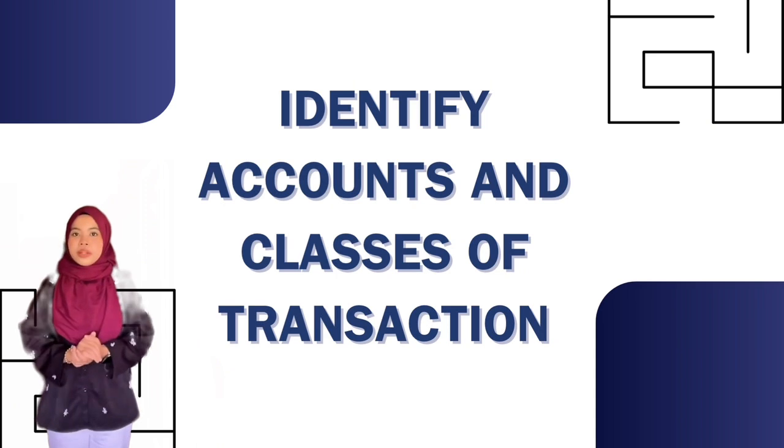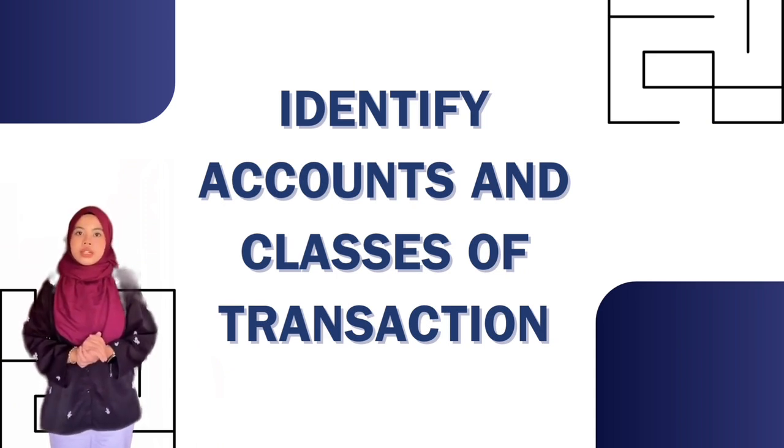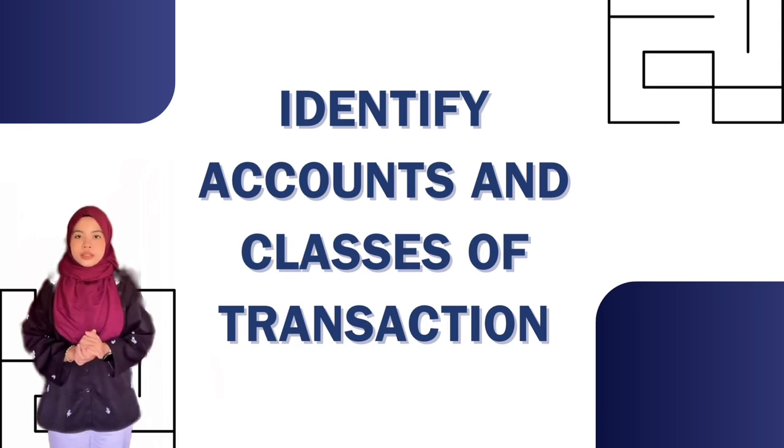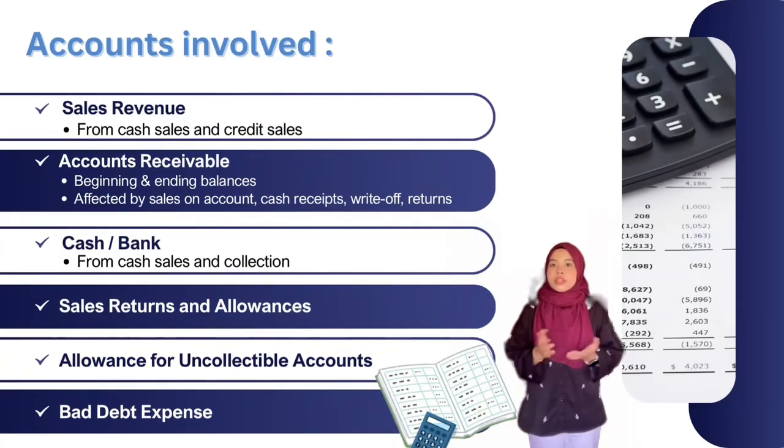Now, I will explain about identifying the accounts and classes of transactions involved in the sales and collection cycle. The main objective of this step is for the auditor to understand which accounts are affected by sales activity and how transactions flow through these accounts. This helps ensure that all transactions are properly recorded and no material misstatements are overlooked.